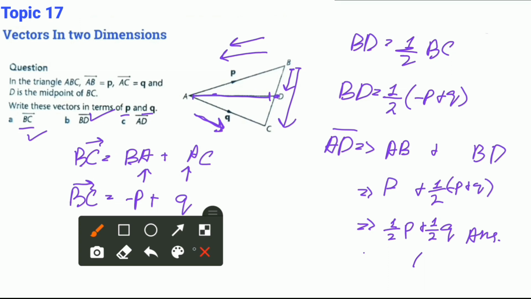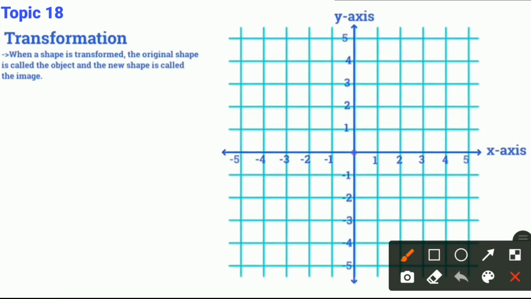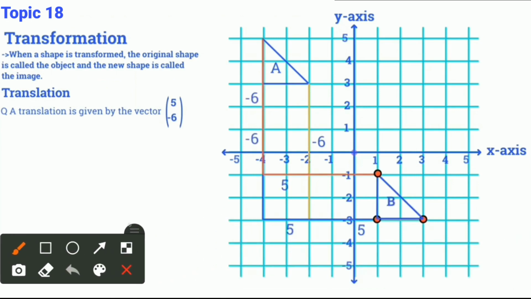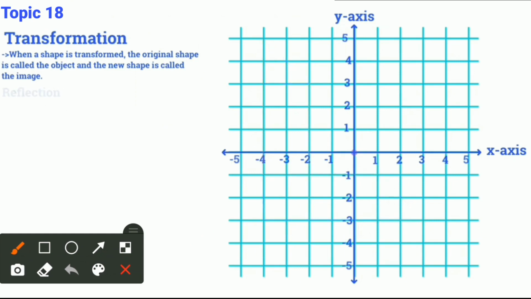And now we are going to the next and last topic, which is transformation. So let's begin. When a shape is transformed, the original shape is called the object and the new shape is called the image. Get the picture? A translation is given by the vector (5, -6), which means each point will go 5 to the right and 6 down, as we have done previously in vectors. Translation is one of the ways of transforming an object.